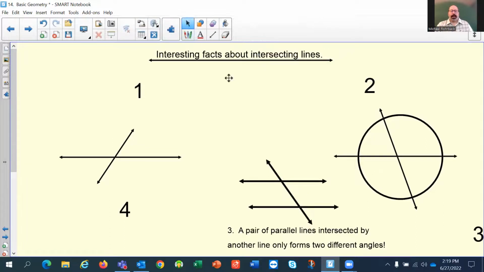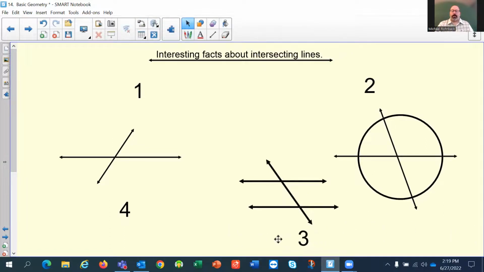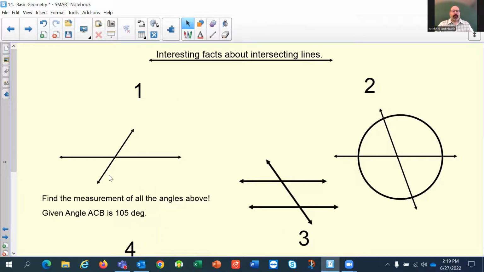Okay, so the last and final thing that we're going to talk about with angles is going to be a practice problem. And this is it. So we are going to say that we have angle. This is going to be point C. This is going to be point B. This is going to be point A. This is going to be point D. And this is going to be point E. And they want given angle ACB is 105 degrees.